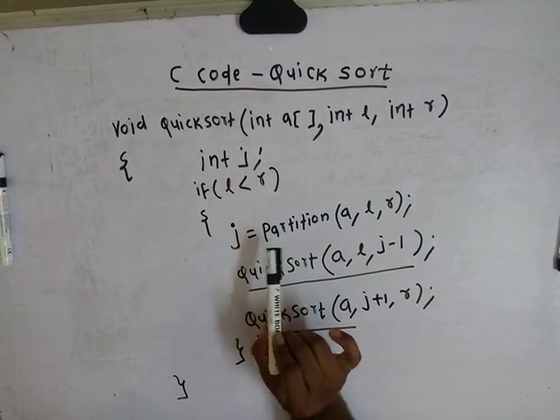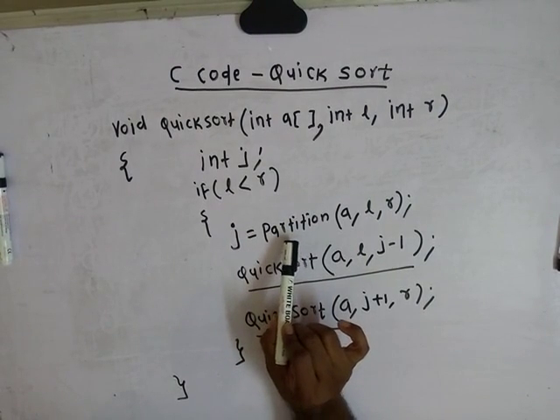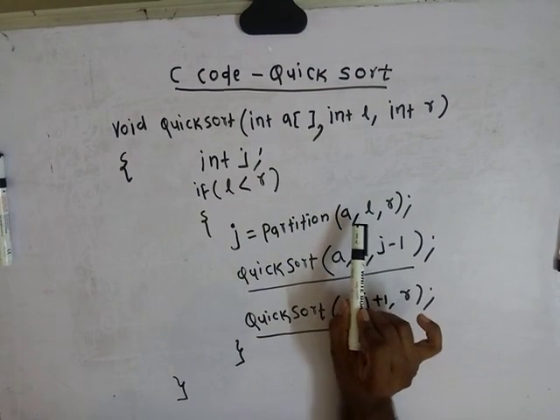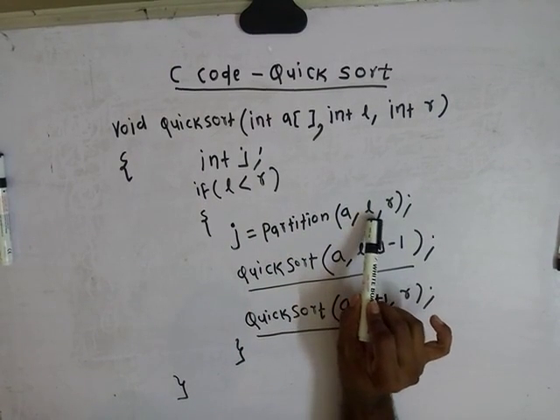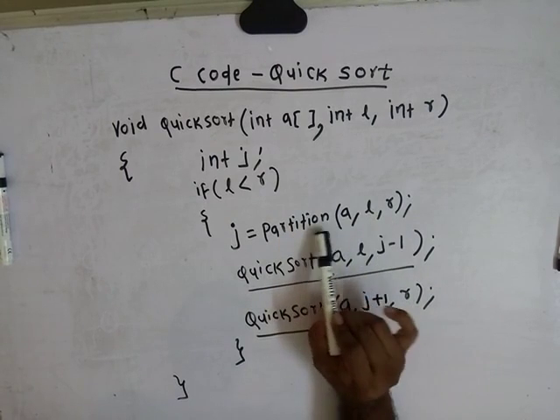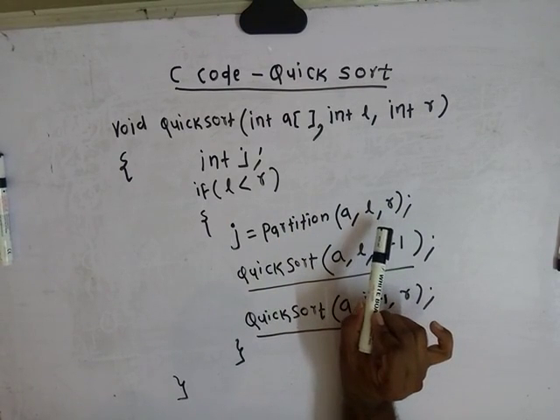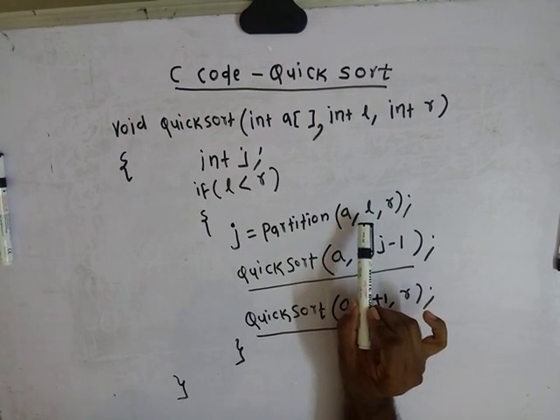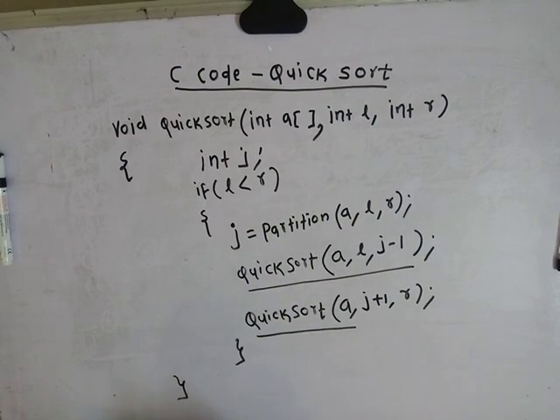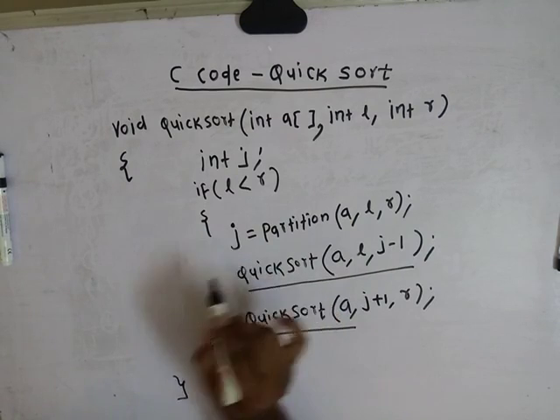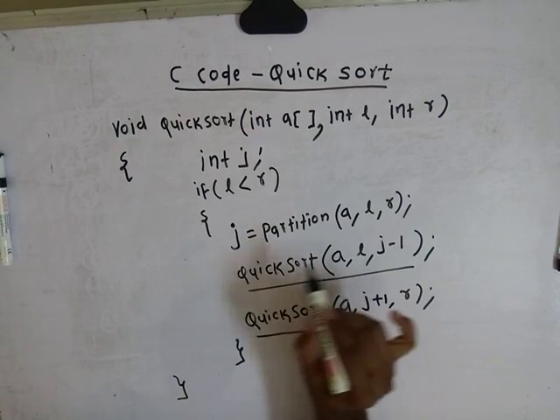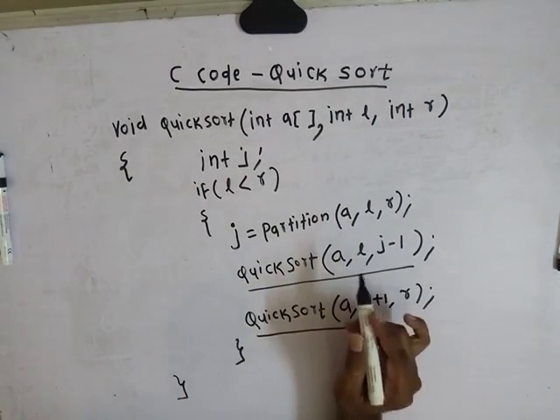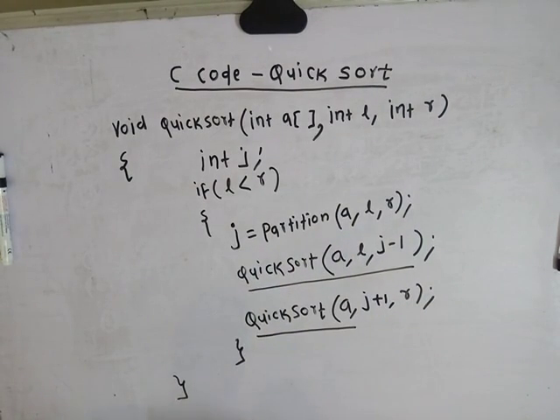So then we partition this array by using a partitioning function. To that partition function we'll pass the same array A, which is starting at L and ending at R. So this partition function will partition the array for us, and it will return the partitioning point or the position of the pivot after partitioning. That we are storing in j. Right? So from left index L to j minus 1 will be our left part, and from j plus 1 to R will be our right part.